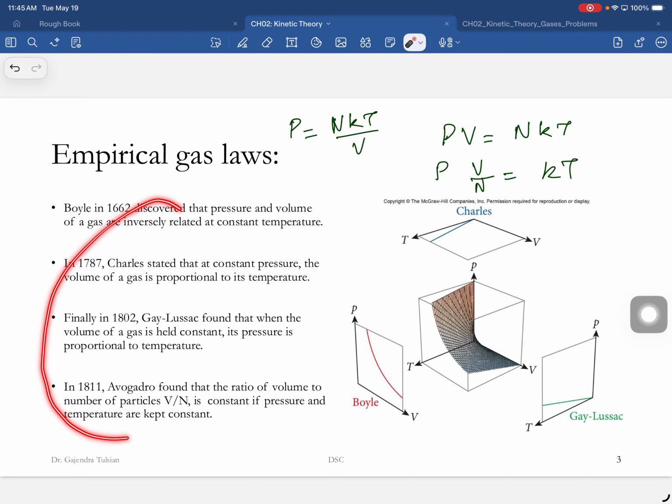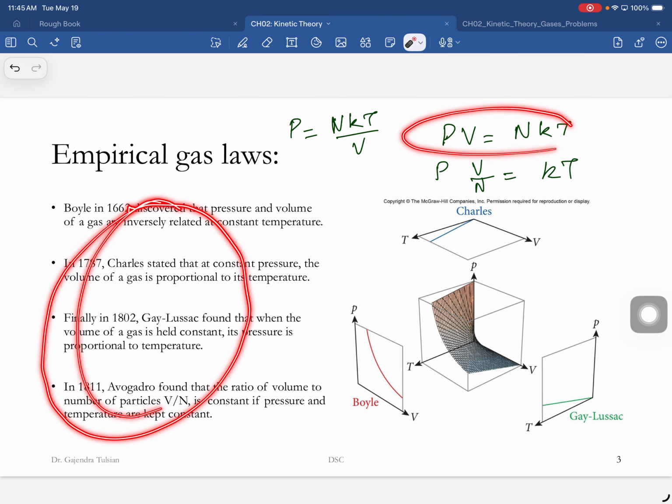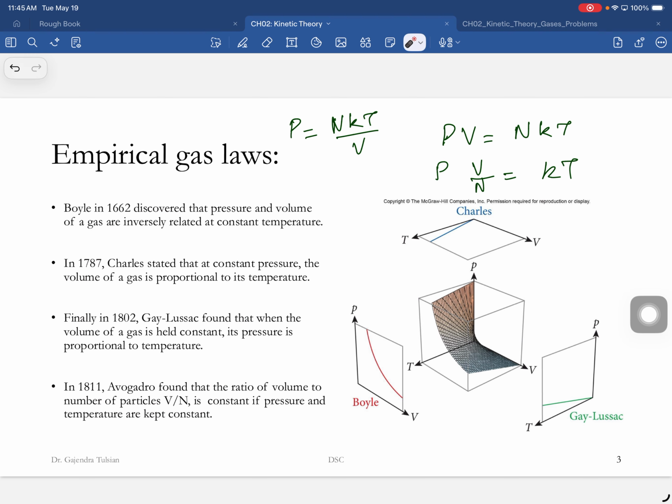And now you can combine all these laws and come up with this equation. All these laws are stating that equation, and that's the ideal gas law. So the ideal gas law that you're so familiar with was put together over 150 years.